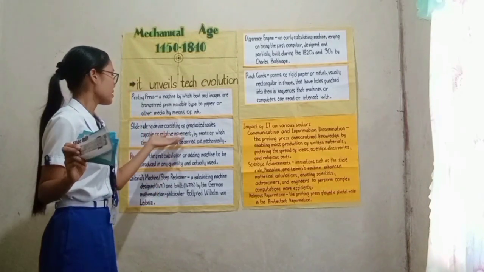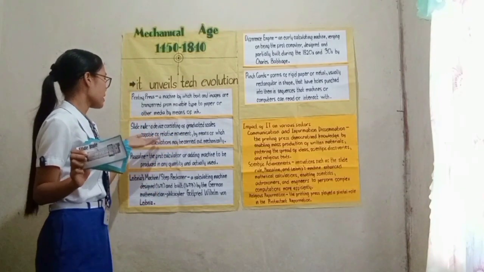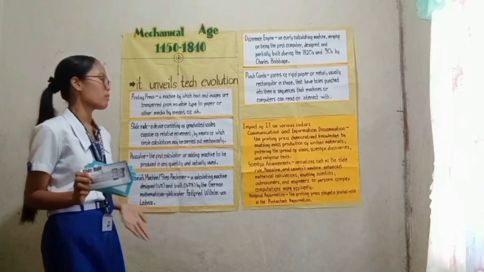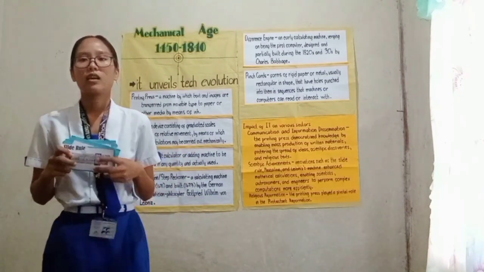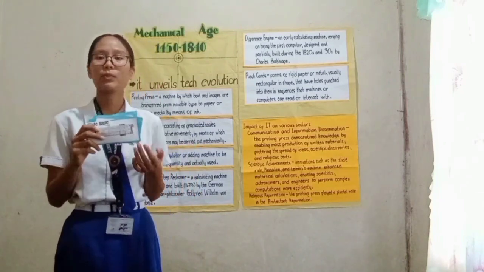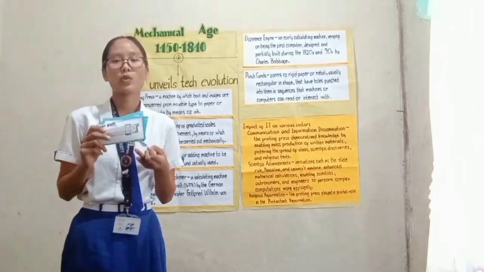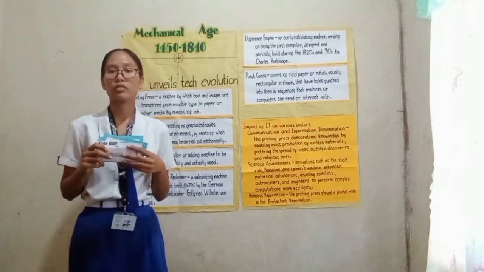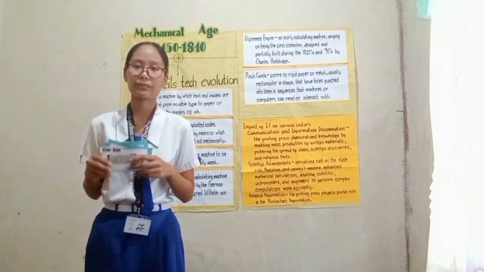A slide rule is a device consisting of graduated scales capable of relative movement, by means of which simple calculations may be carried out mechanically. Typical slide rules include scales for multiplication, division, and square root extraction, and some also feature scales for logarithms and trigonometric functions.